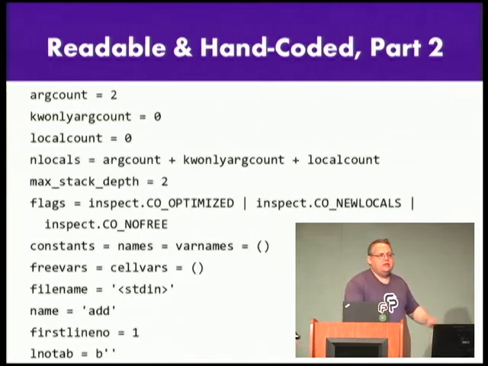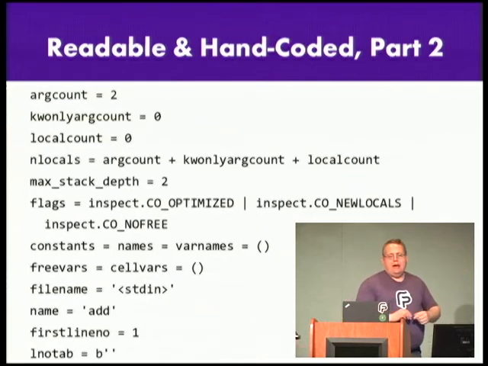Max stack depth, I happen to know that in advance. That's hard to calculate because Python doesn't give you any of the information you need. I had to hand calculate that myself for my assembler. Flags, this is that mysterious flags number that was 71, I think, on gunk. And this one is actually 67. I happen to know that because you see these all day. These 3 flags: inspect co-optimized, inspect co-new locals, inspect co-no free.